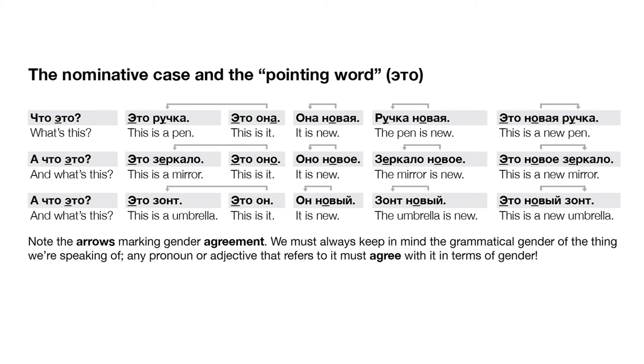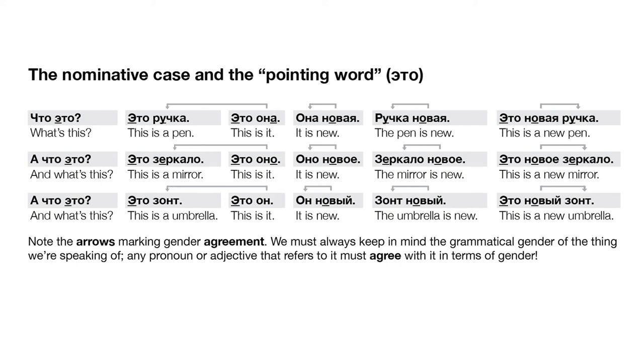Okay, so let's say some more simple things now, working in an adjective. Она новая. It is new, or literally, she is new. Actually, there's no linking verb there. She new, right? Feminine. Ручка новая. The pen is new. Это новая ручка. This is a new pen. So you see the arrows pointing to the agreement, how the adjectives and pronouns are all agreeing with the noun we're talking about, which is ручка.